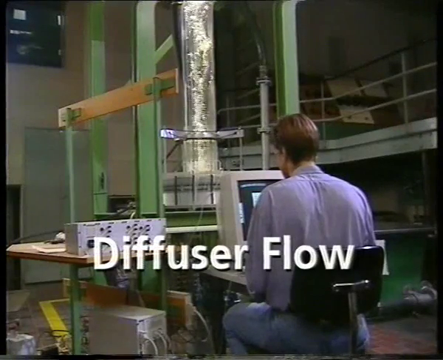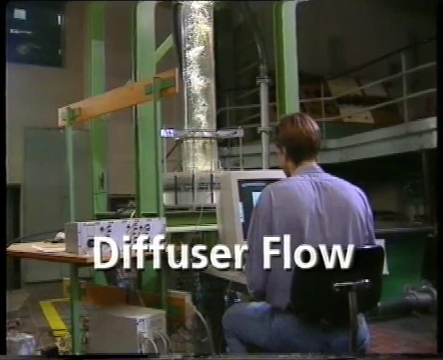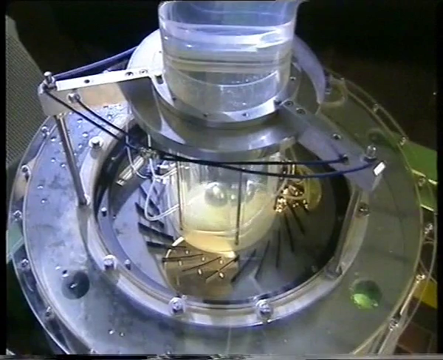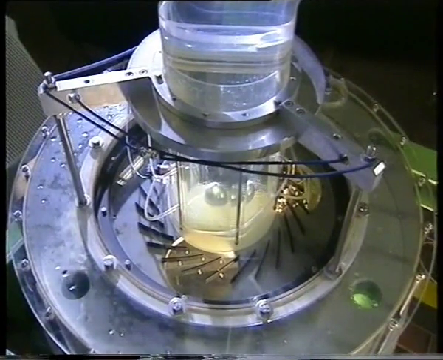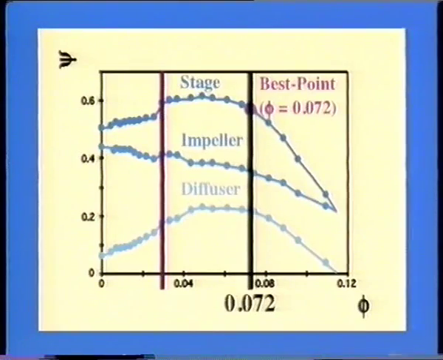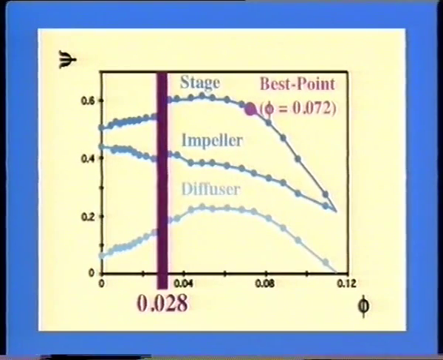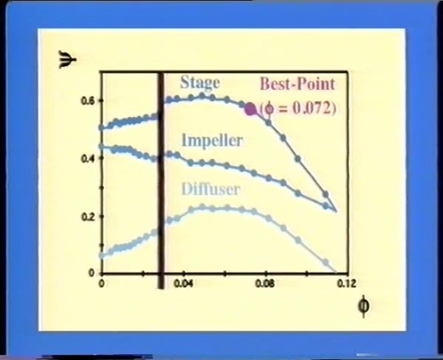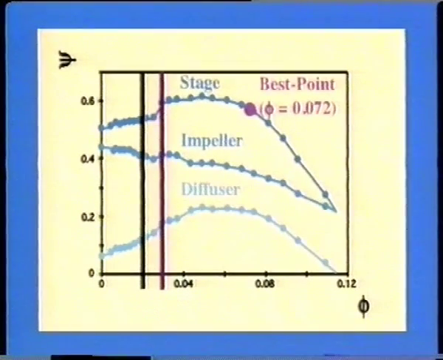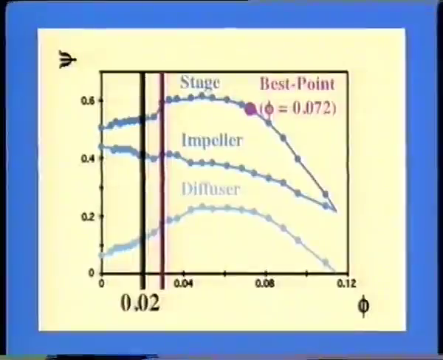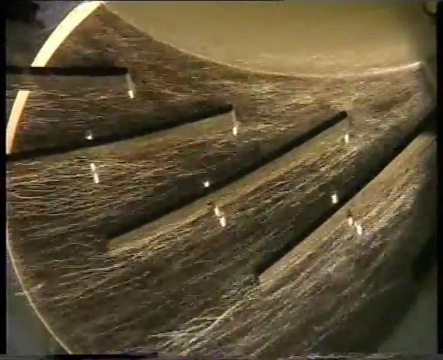The following sequences show the plane view of diffuser flow under different operating conditions at a shaft speed of 3.3 revolutions per second. Next, transition from sound conditions to rotating stall is demonstrated. The through flow is gradually reduced from best point at 0.072 over the instability limit at 0.028 to 0.02 by closing the throttle valve.